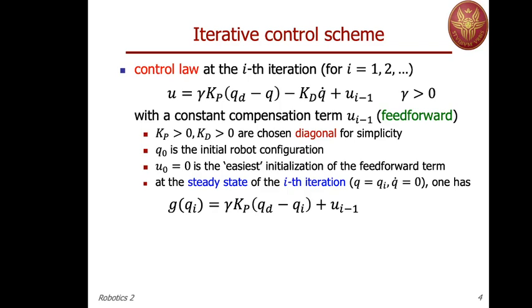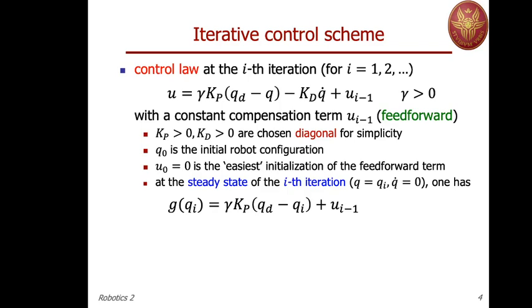Now if we apply this control, in the first iteration this will be exactly the PD control with some positive gain gamma added to the proportional matrix. We will find a steady state which in general is not the one desired, the Qd desired. So let's call the steady state at the ith iteration Qi for the configuration and Q dot 0 for the velocity.